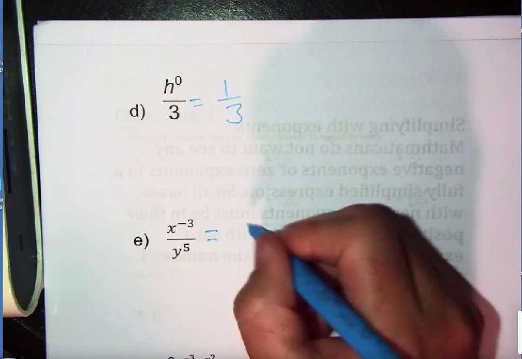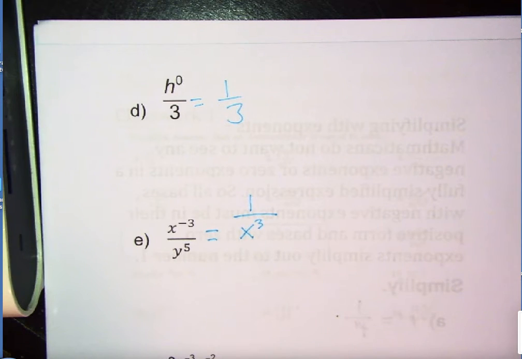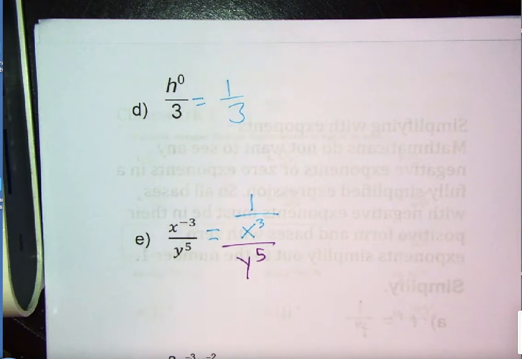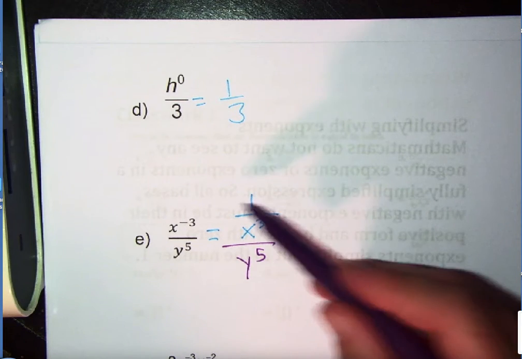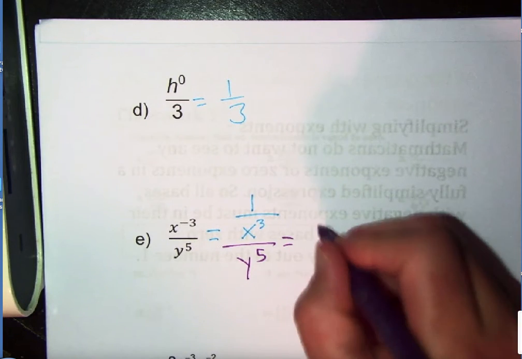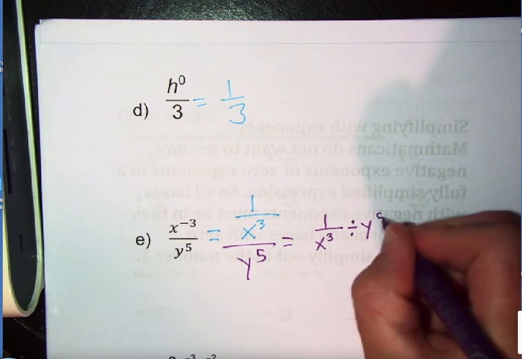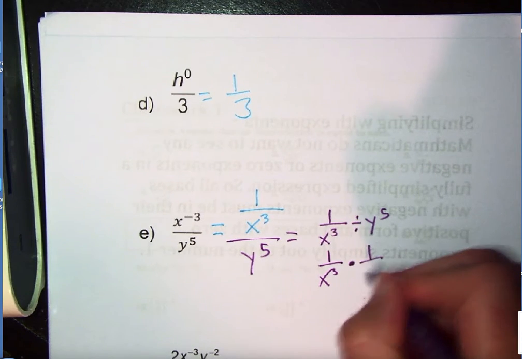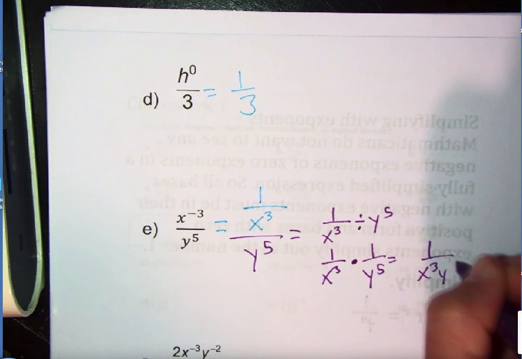This one, we can't have a negative exponent. So we're going to write it as 1 over x to the 3rd over y to the 5th. But we have an issue. This isn't simplified. Mathematicians don't like to see a fraction on top of another part of a fraction. So to resolve that, we need to do 1 over x to the 3rd divided by y to the 5th, which is 1 over x to the 3rd times the reciprocal, which is 1 over x to the 3rd y to the 5th.